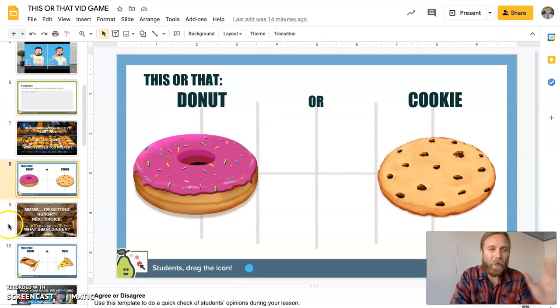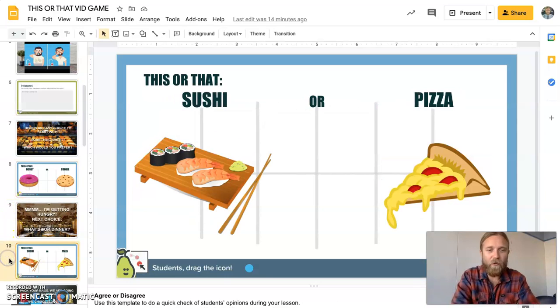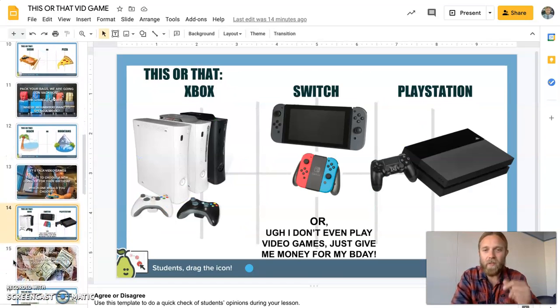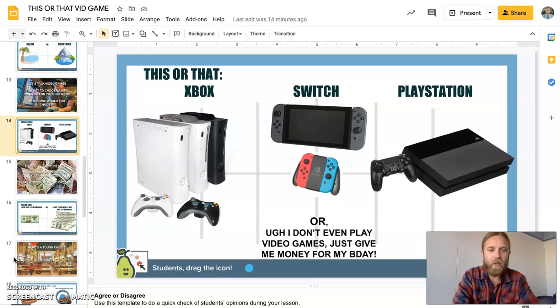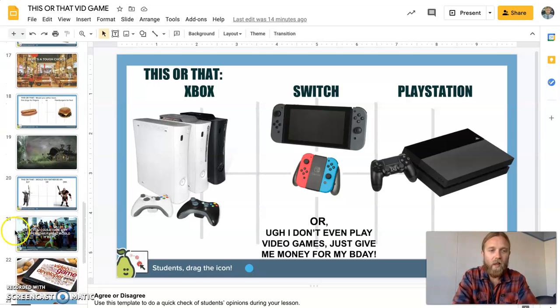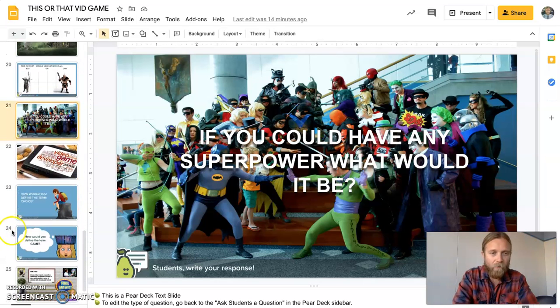So just an easy one right here where they're picking between their favorite foods, or if they could go on vacation, where would they go? It's just these little things that are engaging icebreakers to build up this community in the classroom and have them engaged. Okay, so just one way that I've been doing that.